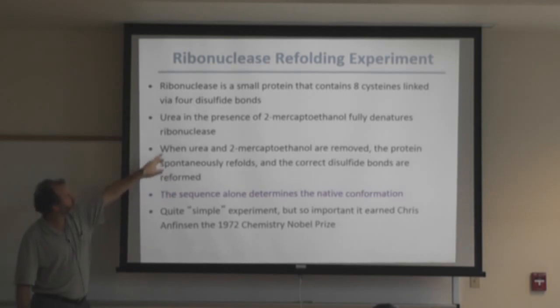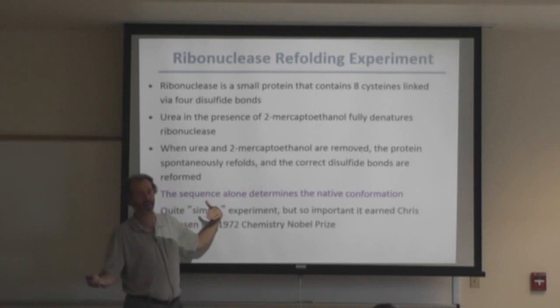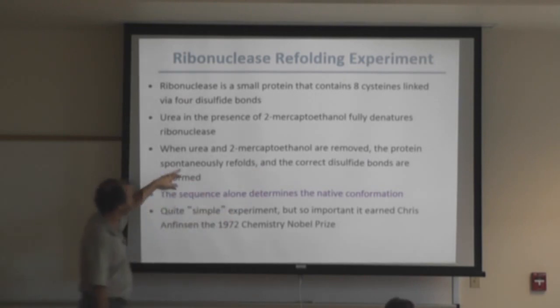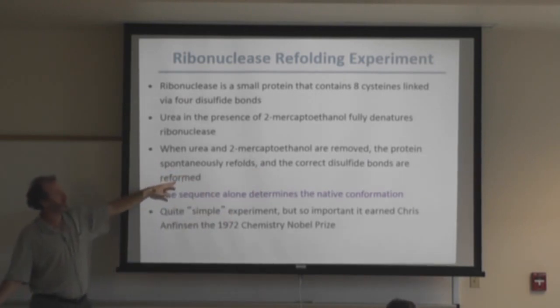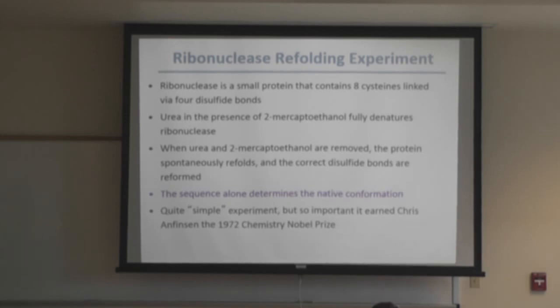And when the urea and 2-mercaptoethanol are removed, and they do this via dialysis typically, the protein will spontaneously refold, and then the correct disulfide bonds are reformed, and the sequence alone is what determines that native conformation. So it's a real simple experiment, and it was done way back when I was born.